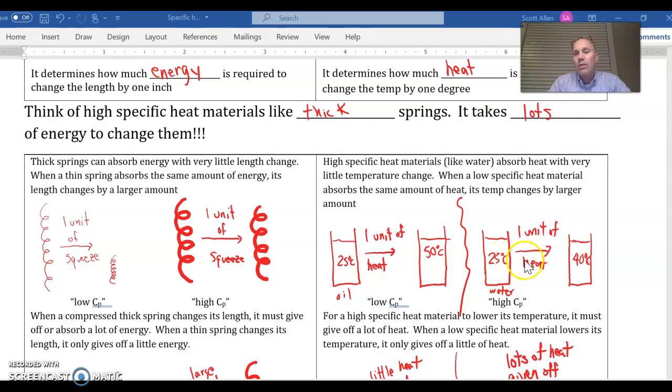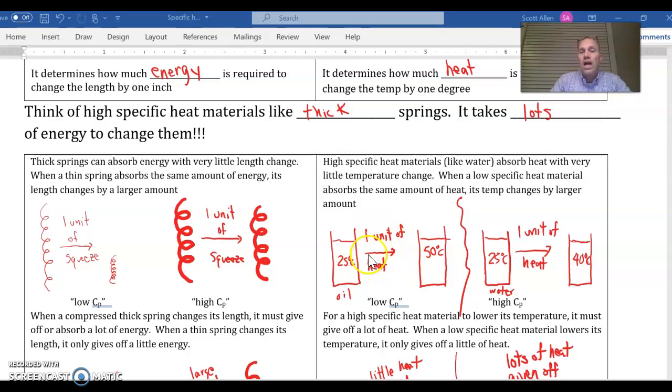Water, something with a high specific heat, is something that if you gave it the exact same amount of heat, its temperature would change by less. The same thing would apply to the temperature going down.